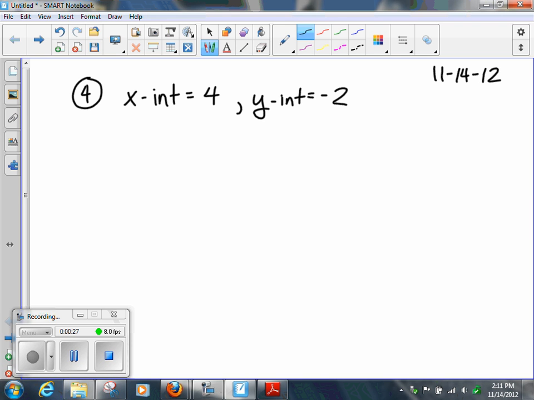Here we go. We have to know that the x-intercept is that spot on the x-axis where that line will cross. What's that ordered pair? 4, 0. Go ahead, Lauren. And then the y-intercept is 0, -2. Okay? The y-intercept is b, right?